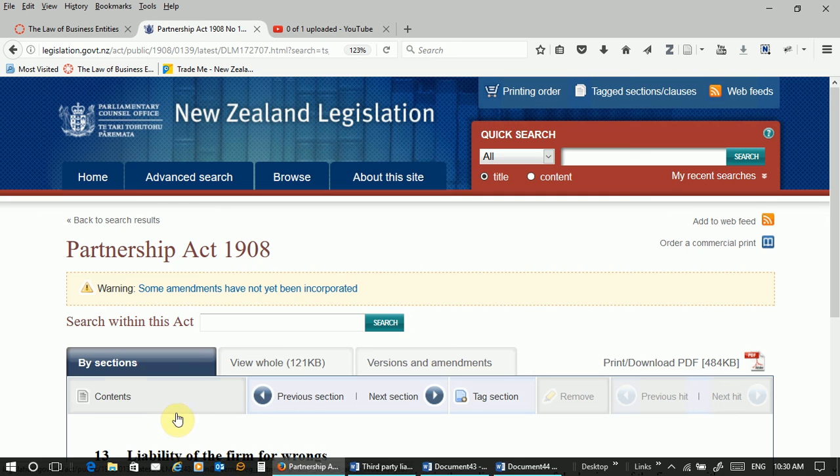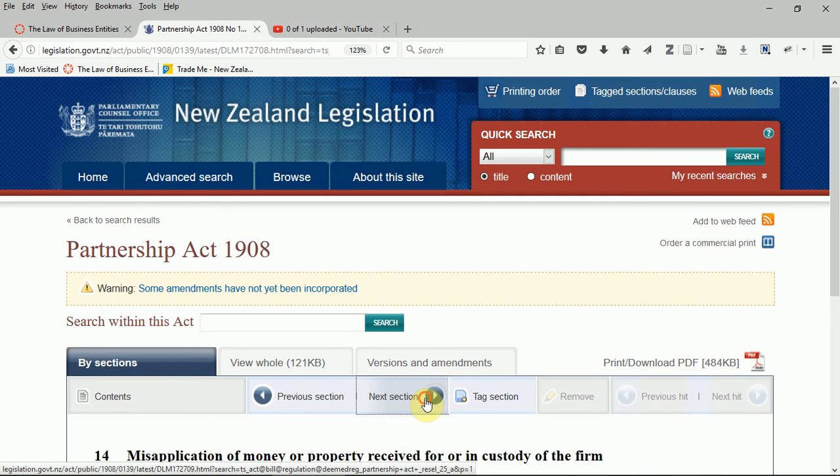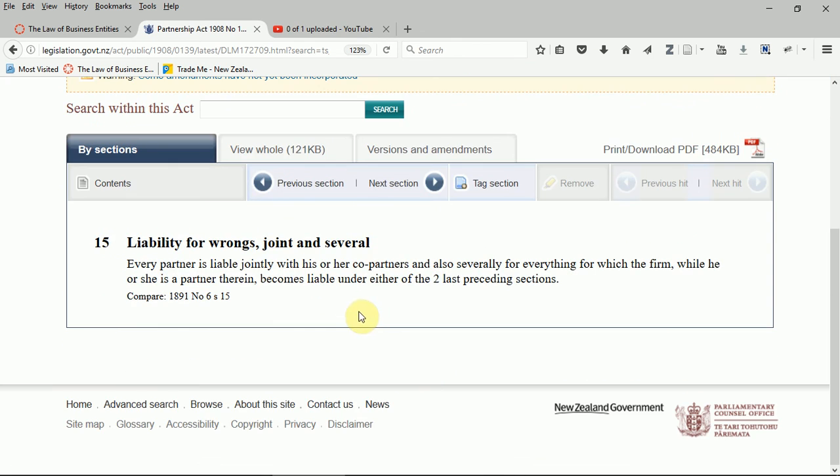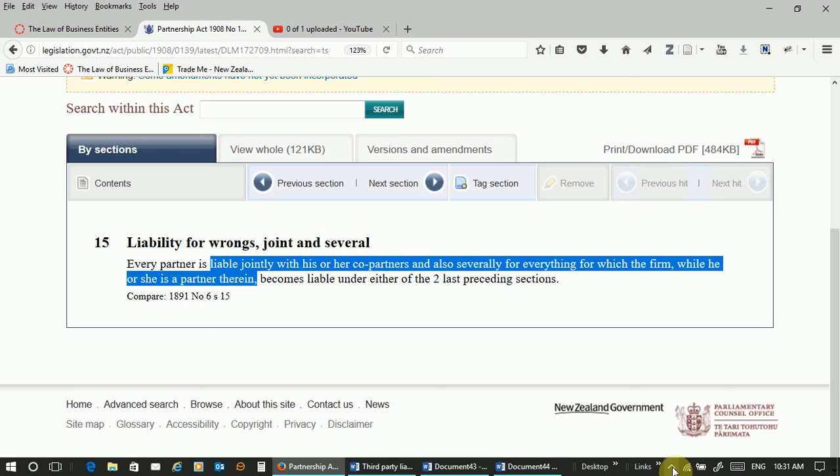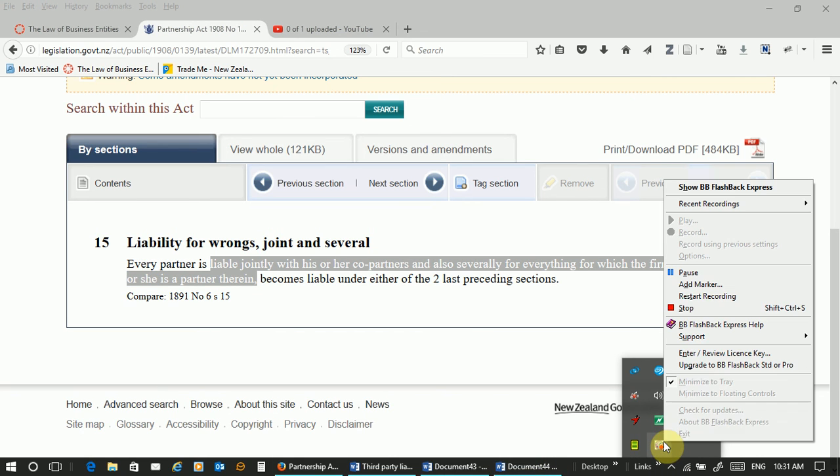If we go through to section 15, you'll see every partner's jointly and severally liable for everything for which a partner becomes liable. So this does not extend to the estate. So it's while you're a partner, you are jointly and severally liable. So if your partner managed to crash the truck and actually kill themselves, they would leave you with the liability. Okay. So we'll leave that for now. We'll come back with some more sections.